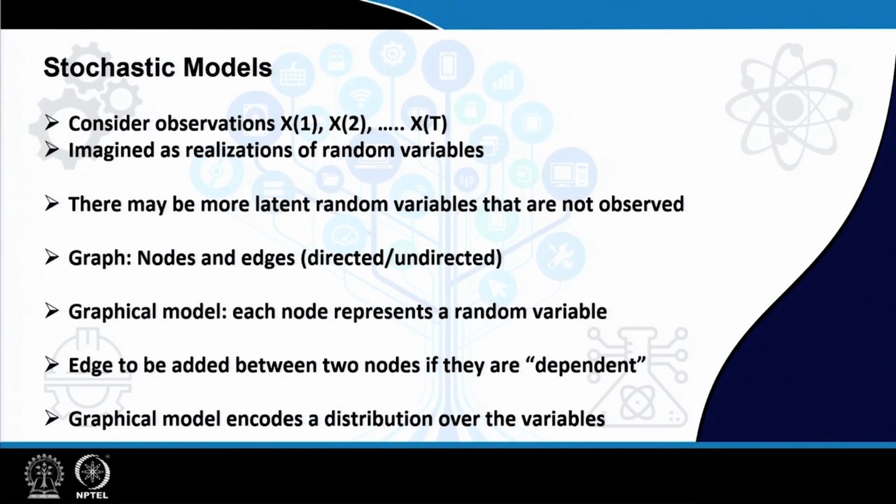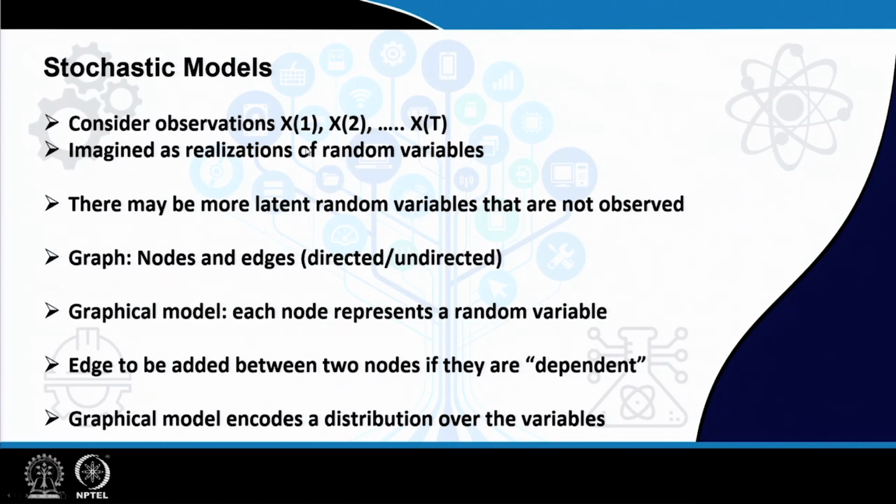The main topics which we are going to cover today are probabilistic graphical models, different types of them, and inference algorithms. So first let us come to the topic of stochastic models. Let us say that we have observations x1, x2 up to xt as usual, and we imagine these as the realizations of random variables. These observations, needless to say, can be spatiotemporal in nature. Now there may also be more latent random variables in the model which are not observed.